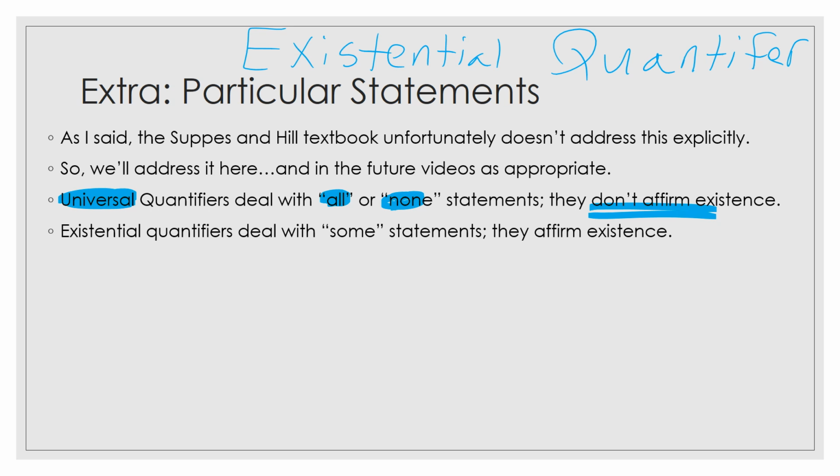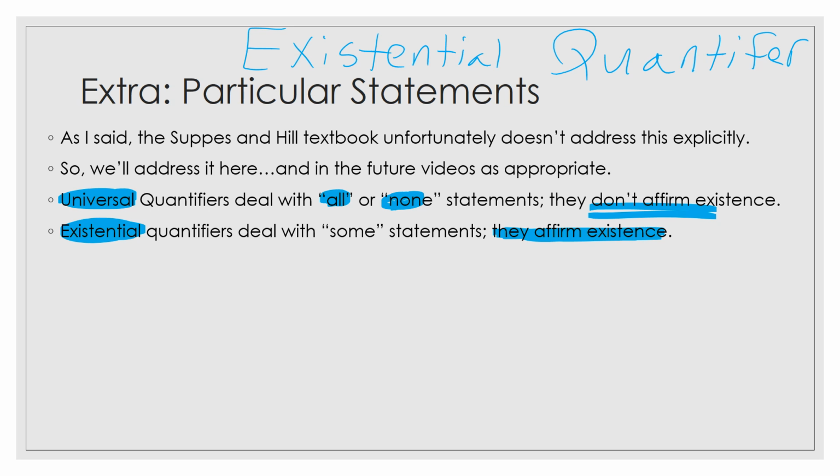On the other hand, existential quantifiers do affirm existence. For example, some men are mortal. If I say some men are mortal, I'm saying that there do indeed exist men. Likewise, if I have a so-called singular statement, such as Socrates is a man, I'm affirming his existence.